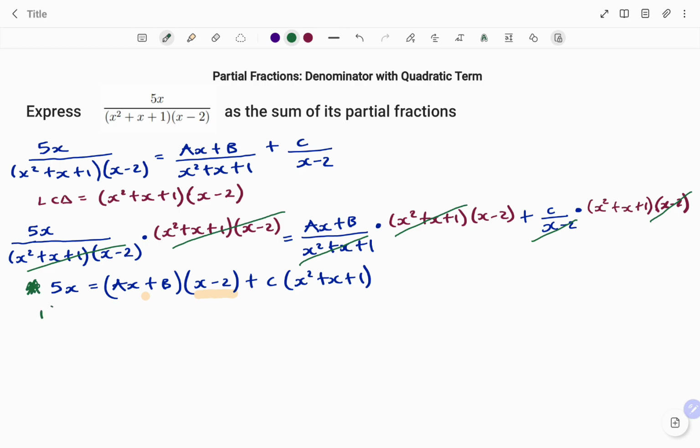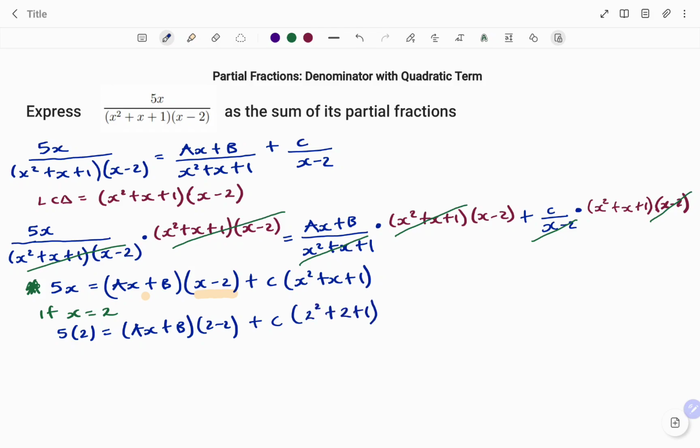So if x is 2, I'm going to replace every occurrence of x with 2. On the left hand side, I have 5 times 2 equals ax plus b. I'm going to leave that as it is because the next bracket will be 2 minus 2, which will give me 0, and that will nullify the first term. In my second term, I have c in bracket 2 to the power of 2, that's 4, plus 2 plus 1.